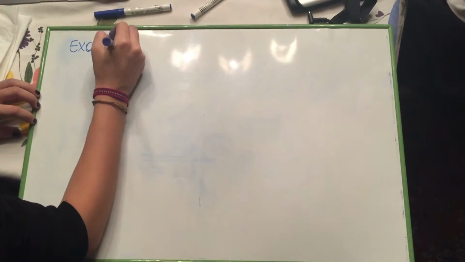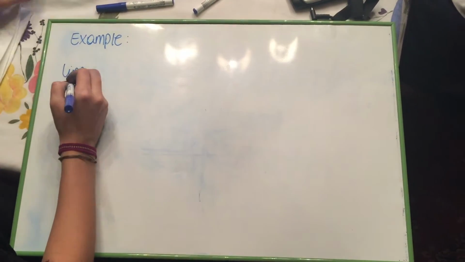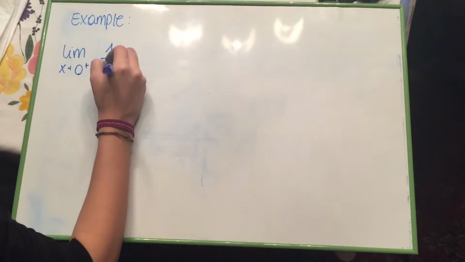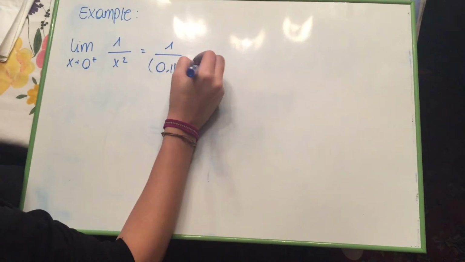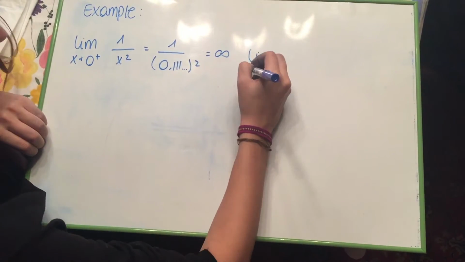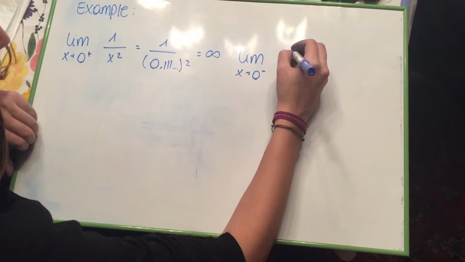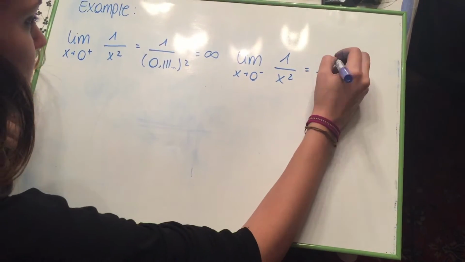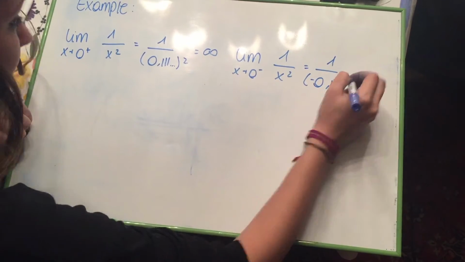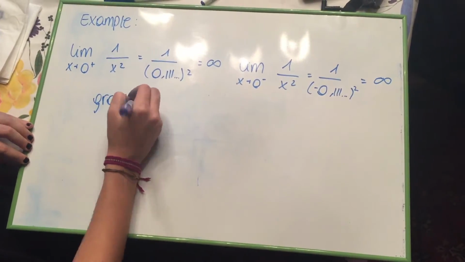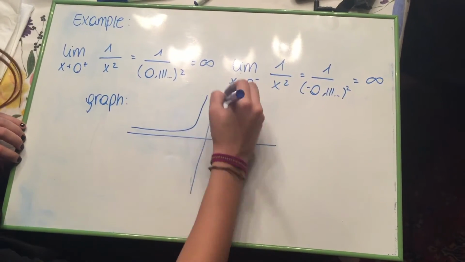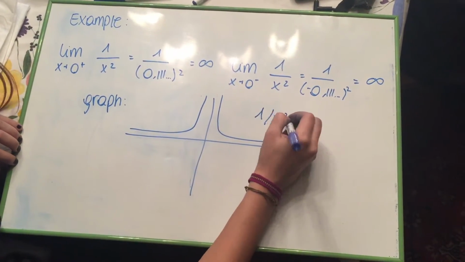Here's an example. When studying the limit of 1 over x squared when x goes to 0, we discover there's an indetermination. So we try and find the lateral limits. We plug in the function 0.111 and minus 0.111, and in both cases, the limit gives us infinite values. So here's the graph that is the result.